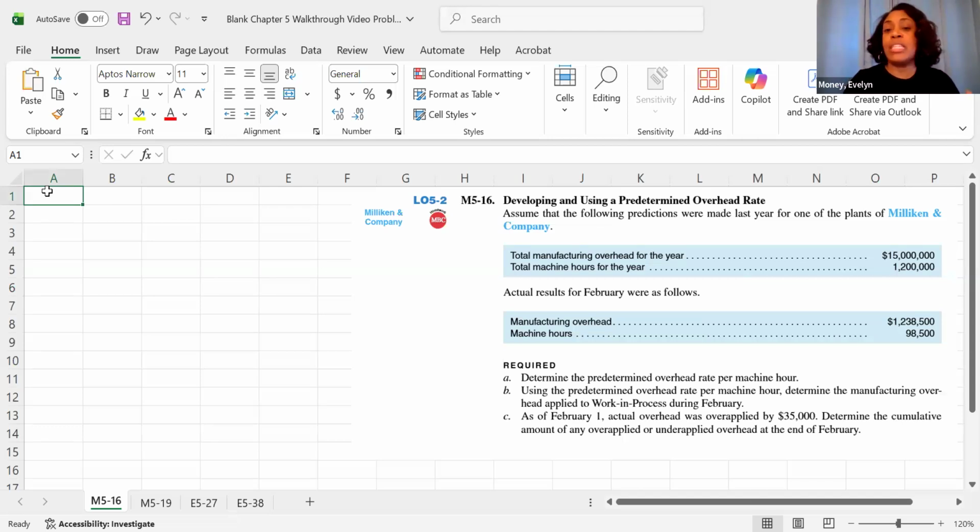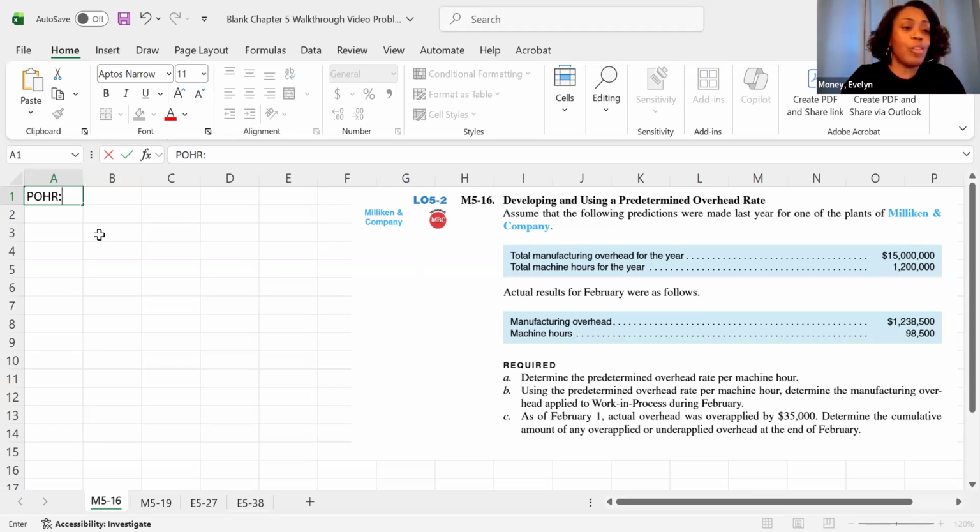To find the predetermined overhead rate, we have to make sure that we're using estimates or predicted amounts. We're going to take the estimated overhead cost and divide it by the estimated cost driver. In this example, the cost driver is the number of machine hours for the year. I like to abbreviate this as POHR, which is predetermined overhead rate. So we're going to take the 15 million and divide it by the activity of 1.2 million machine hours.